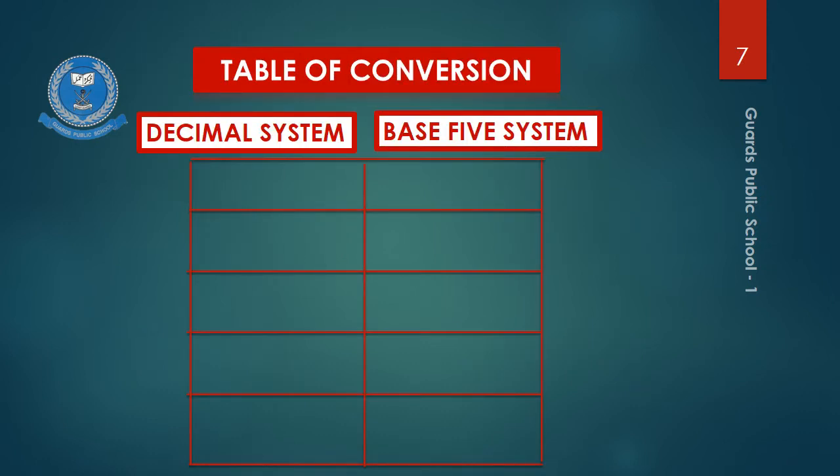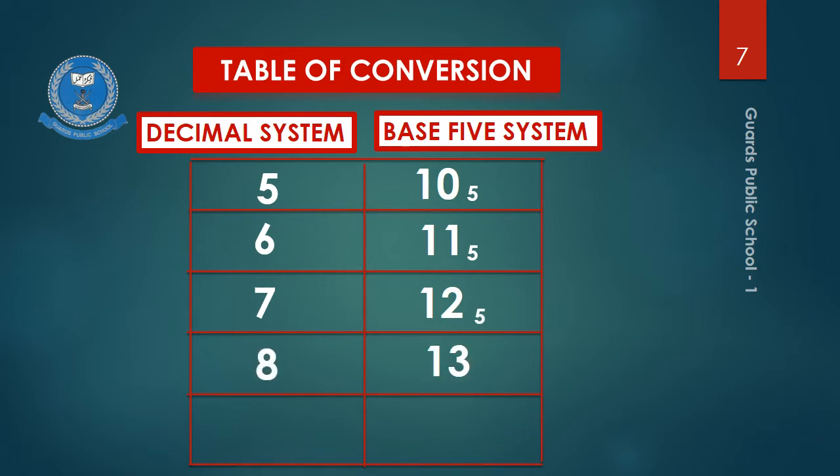We can draw the table of conversion in which we have converted decimal number into base 5 system. Means 5 is equal to 1, 0 with base 5. 6 is equal to 1, 1 with base 5. 7 is equal to 1, 2 with base 5. 8 is equal to 1, 3 with base 5. 9 is equal to 1, 4 with base 5.